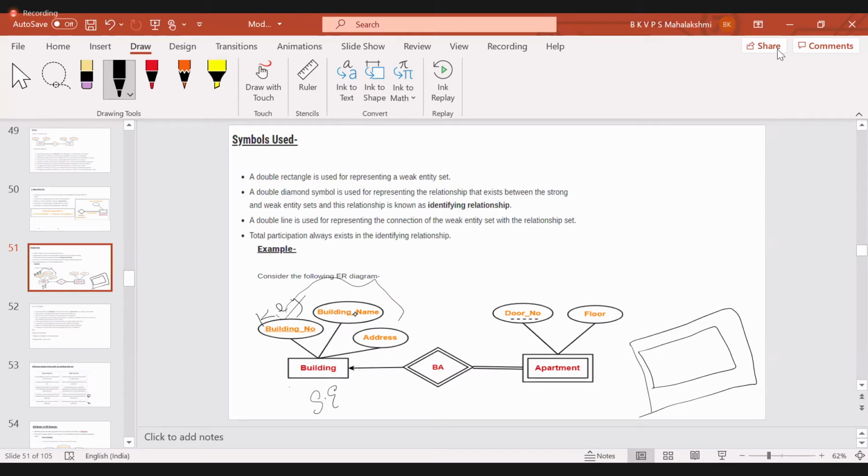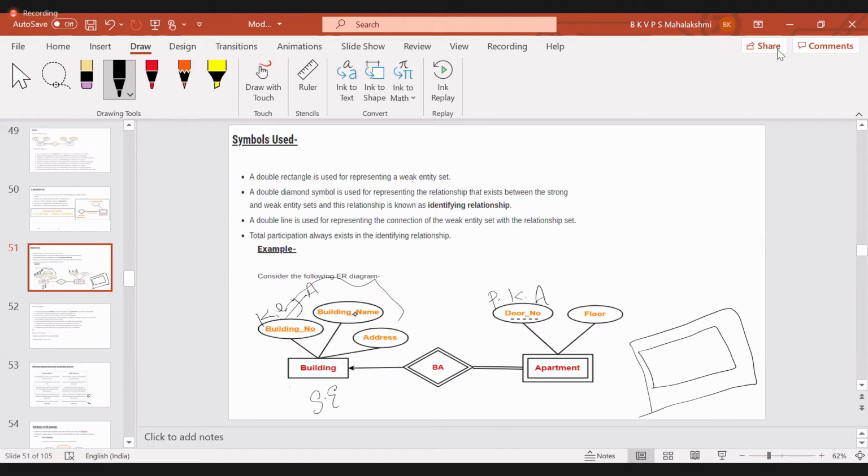Now coming to this one, as it does not contain any primary key, it is a partial one. It doesn't mean a complete underline. Have you observed this dashed line we kept under door number? So we cannot say it is a normal attribute or a key attribute. It is a partial key attribute.